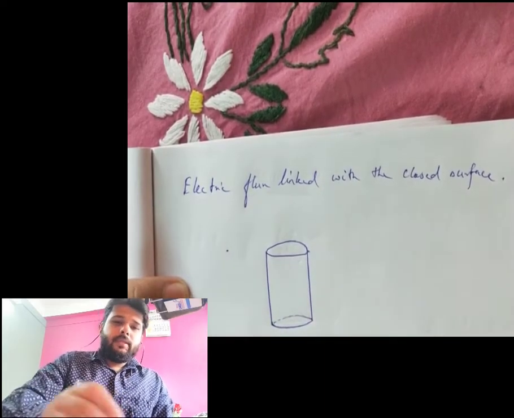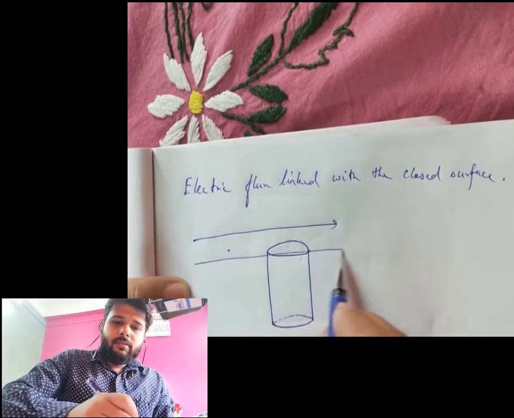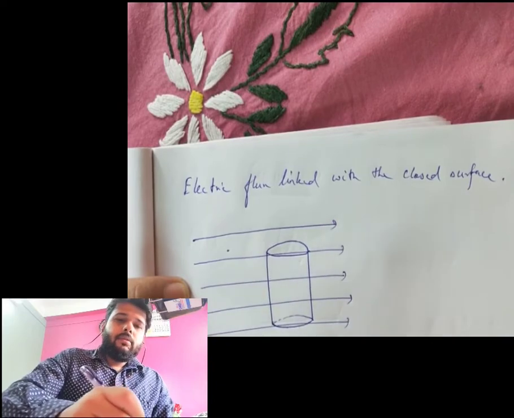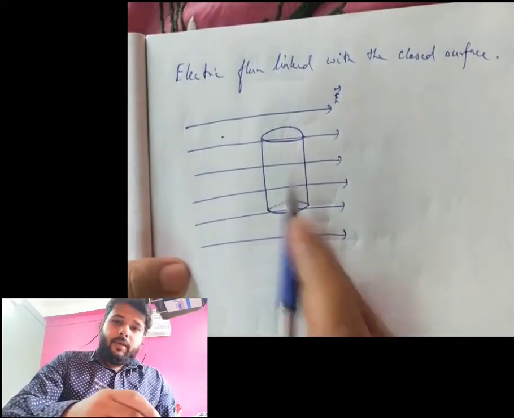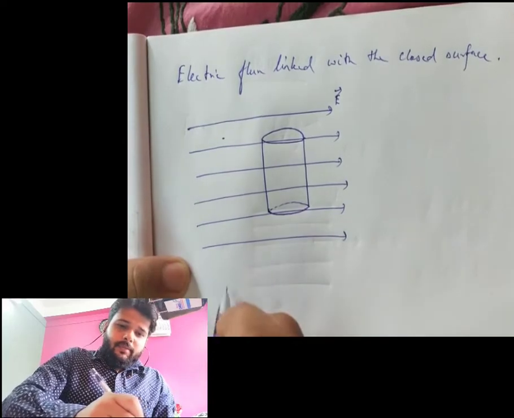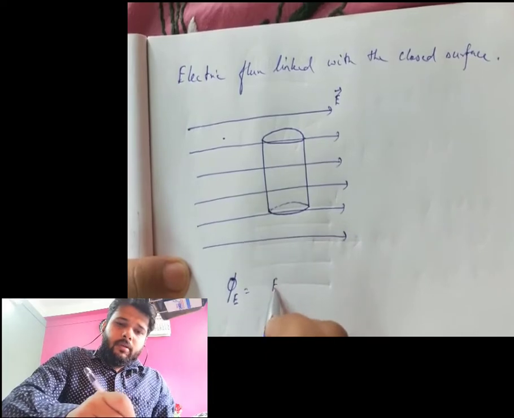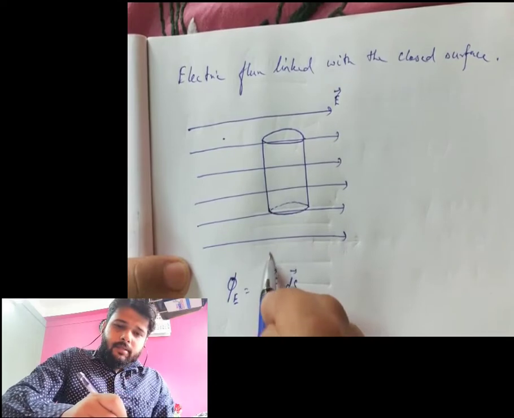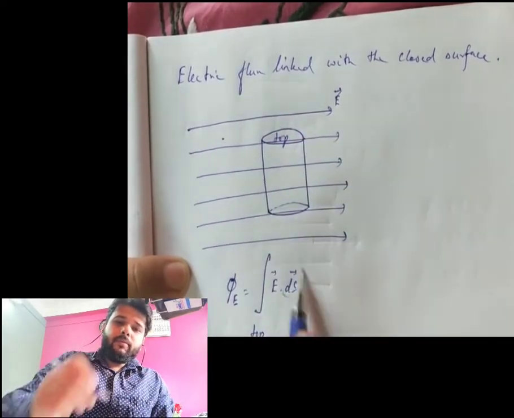This is a cylinder of radius r and height h, and here is the electric field. Now I have to find the electric flux linked with the surface. It is very simple. We have studied that electric flux linked with the surface will be E dot ds, and this is with the top surface. Here we'll put the area of the top surface.